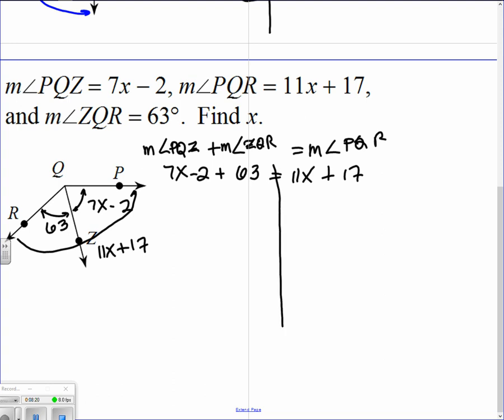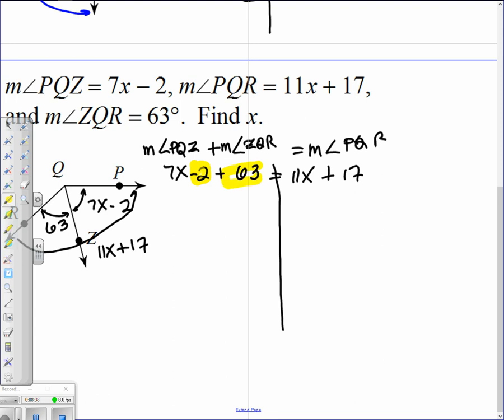Now from this point on, get the letter by itself. Step number 1, eliminate parentheses, fractions, or decimals. We have none of them. Number 2, combine like terms. On the left, I can combine these two because they're like terms. So what is 63 minus 2? That'll be 61. This cannot be combined because there's no other x's on the left side. So that will stay the same as 7x. Right hand side, nothing can be combined because they're different. So the answer will be 11x plus 17, which cannot be combined.